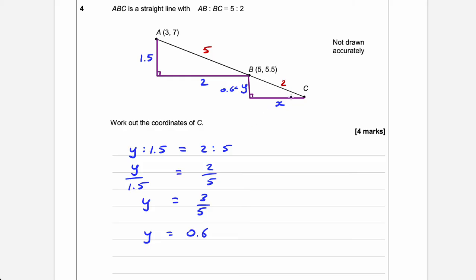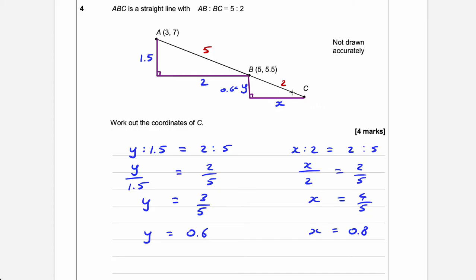Similarly, x to 2 must equal 2 to 5. And again, I'll just do, guys, x over 2 equals 2 over 5. x equals 2 times 2, which is 4 over 5, which equals 0.8. Now that's not the answer, guys.